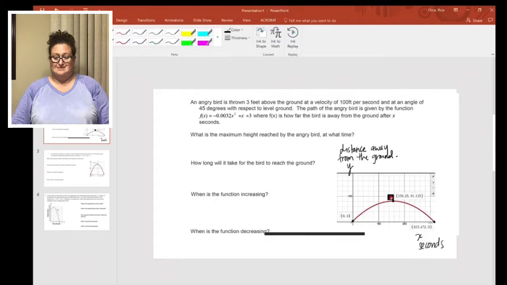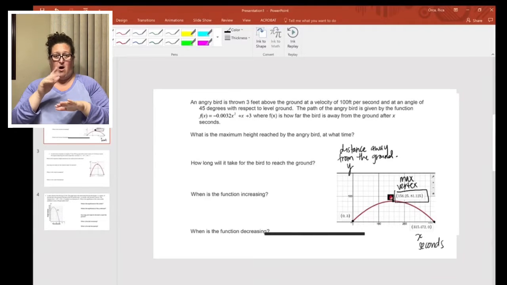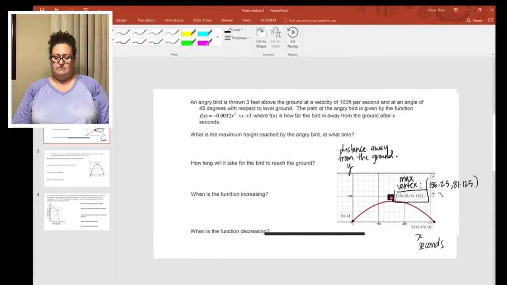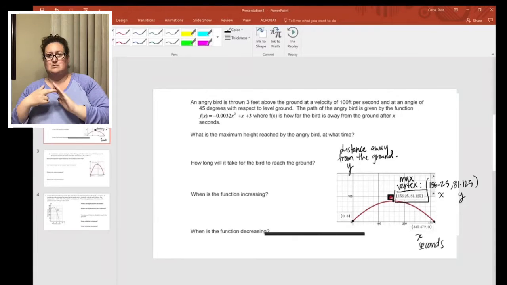So now let's look at the first part of this problem. It says, what is the maximum height reached by the angry bird and at what time? So the maximum height is going to be located where our vertex is at. In our vertex, we know that x is 156.25 and y is 81.125. Let's analyze the coordinates of our vertex. X represents time, y represents the distance away from the ground.